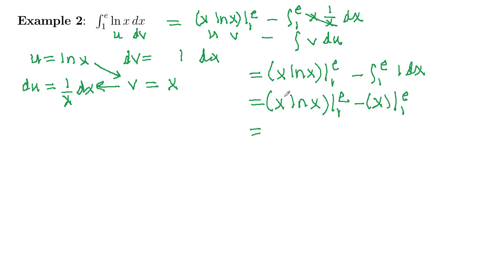So if we plug in e here, we get e ln e minus, go ahead and plug in a 1, 1 times ln of 1, and then minus, plug in e, plug in 1 and subtract. So it'd just be e minus 1. And then ln of e here is 1, and ln of 1 is 0. So this is just e times 1, which is e.